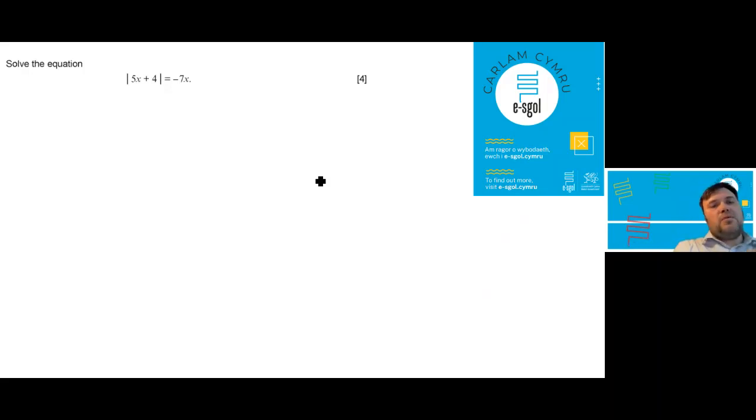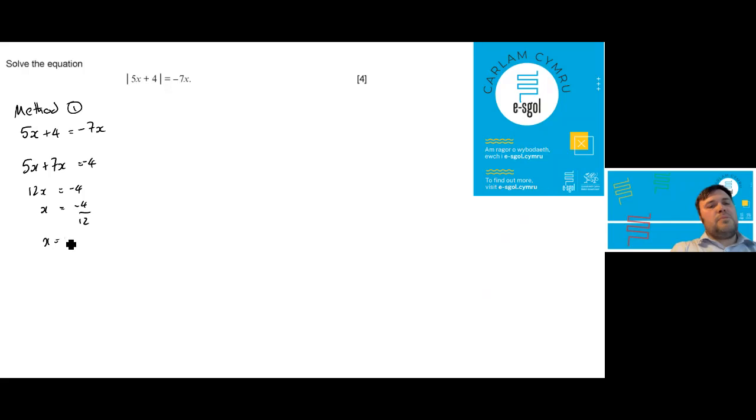So what you do is method 1: you would take the normal element of it. So it's going to be 5x plus 4 equals minus 7x. And then you would rearrange and solve it. Take the minus 7 over. So then that's going to be 5x plus 7x equals 4. So you've now got 12x equal to minus 4. So then x equals minus 4 over 12. x is minus 1/3.